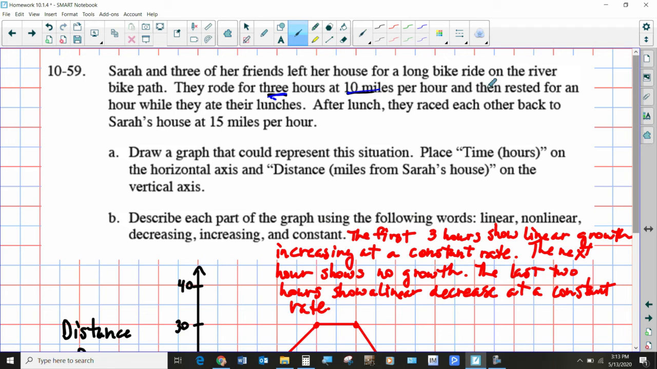So that's 30 miles, and then rested for an hour. After lunch, they raced each other back to each other's house at 15 miles per hour. And since they're 30 miles away from their home, if they went 15 miles per hour, that would take 2 hours for them to get back home, right? Because 15 times 2 is 30, just as 3 times 10 is 30.